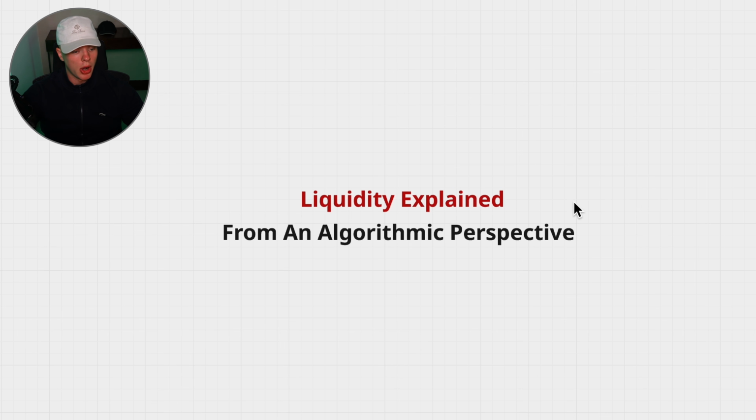Liquidity explained from an algorithmic perspective. As mentioned throughout the intro, we are going to be looking at liquidity through a fully mechanical lens, meaning we're going to be paying attention to the only two objective variables there are, and those are time and price. So when it comes to looking at liquidity from an algorithmic perspective, it's important to note the following.